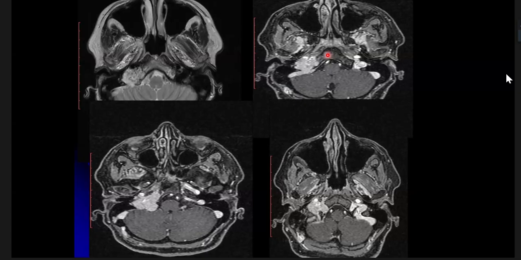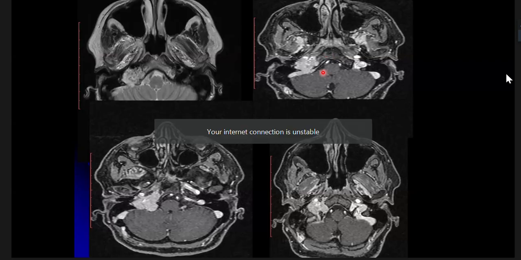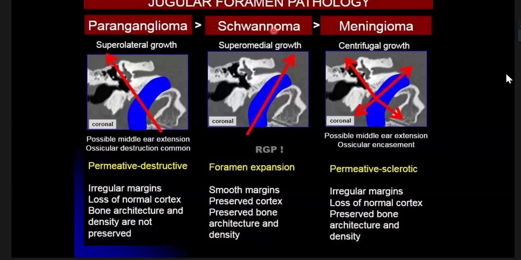So let us revise. In the jugular foramina, only 3 points you should always remember: signal character as well as heterogeneous intense enhancement. What is most important thing in jugular lesions is how they grow. So basically, the paragangliomas usually grow along the superolateral.